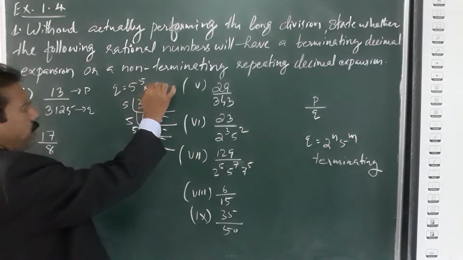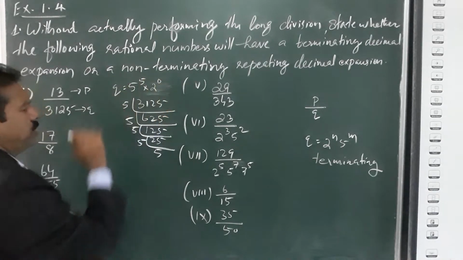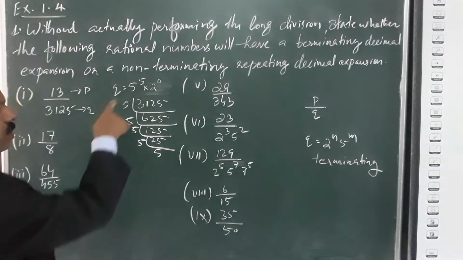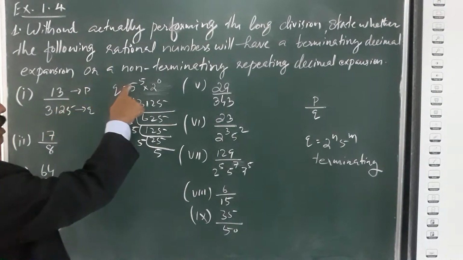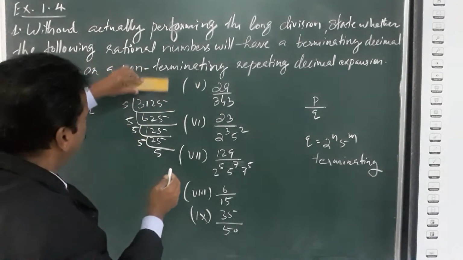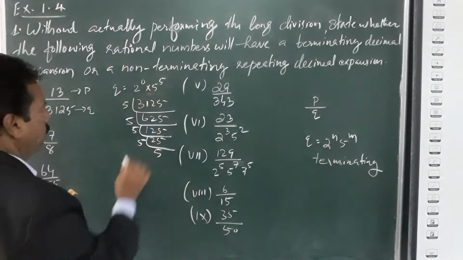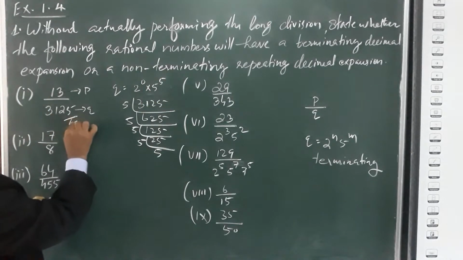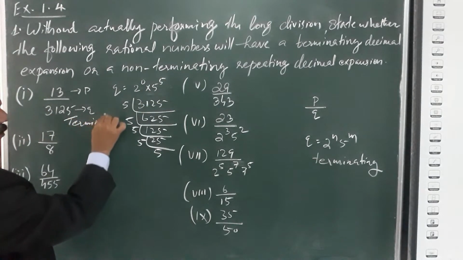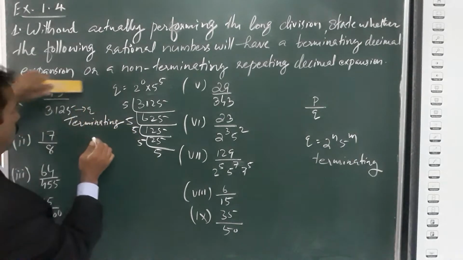Here you may be asking where is 2? There is no 2, so the exponent of 2 is 0. Now q is of the form 2 raised to 0 into 5 raised to 5. It is a terminating decimal expansion.